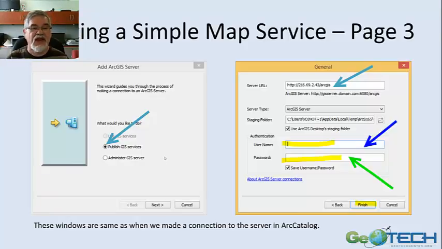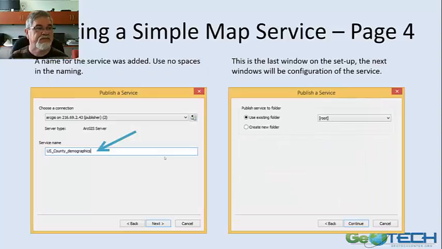And so this looks a lot like what we did in Arc Catalog, but now we're actually trying to get to a point where we can actually publish a map. We need to give the service a name. So you can see here, I've chosen US_counties_demographics. Do not put spaces in here. That will not work. We're going to use the existing folder, and we'll press Continue to go to the next slide.